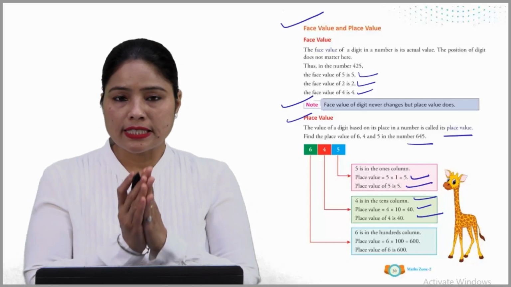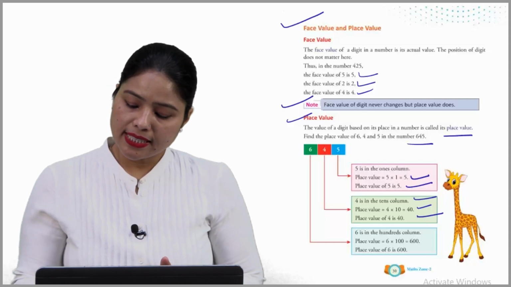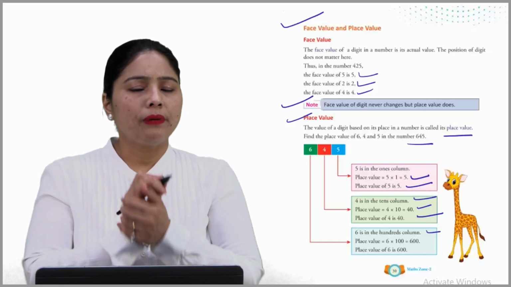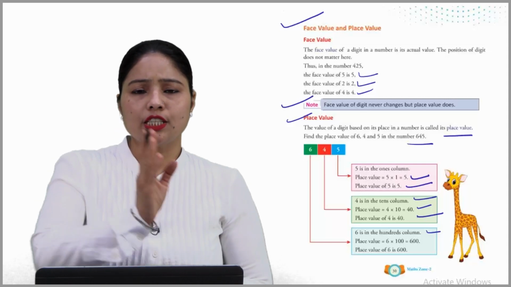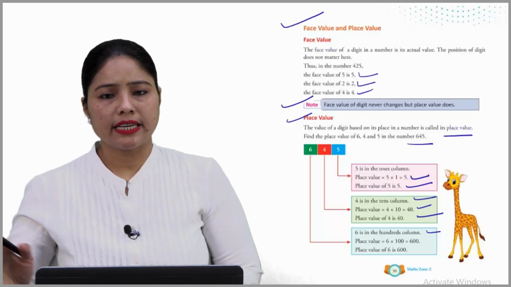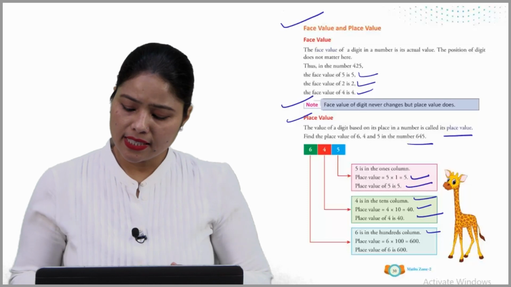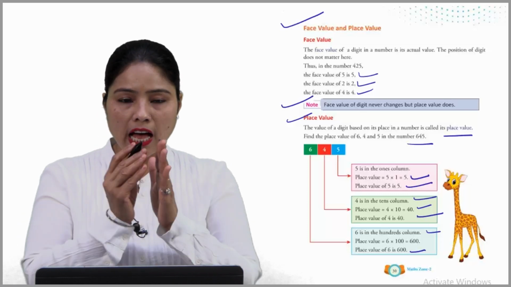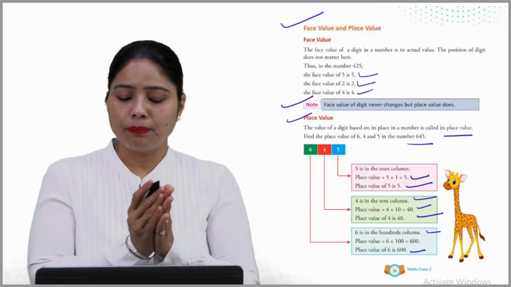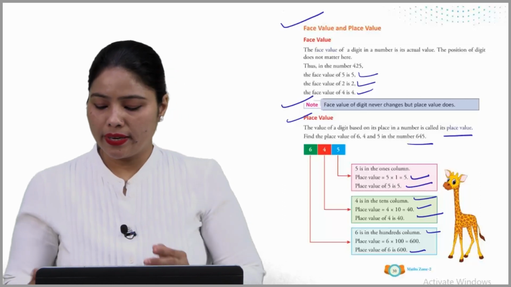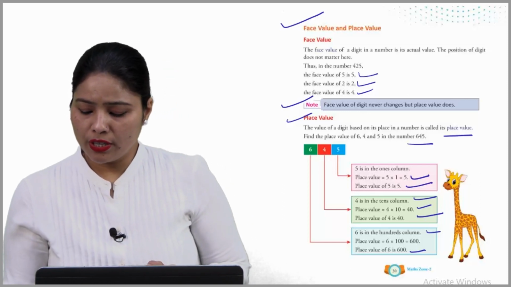So, बच्चों 6 की place value हो गई, 6 in the hundreds column. So place value is equal to 6 into 100 is equal to 600. So place value of 6 is 600. So this is how we read the place value of a particular number. Okay. So now move on next.